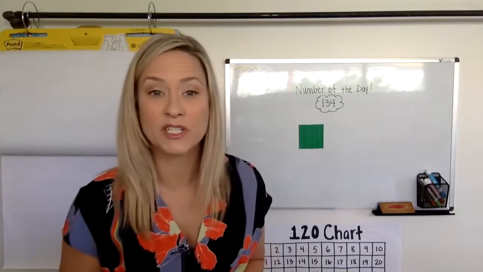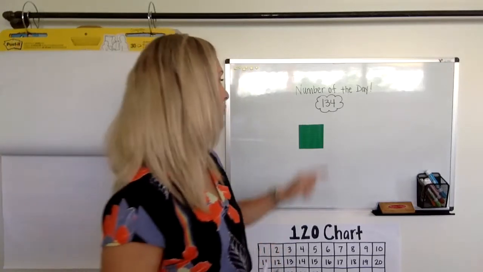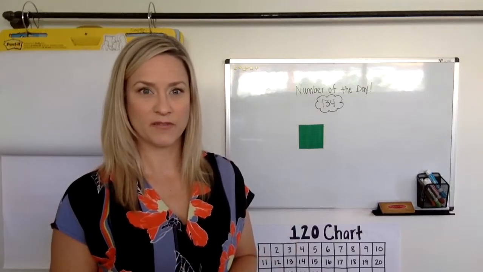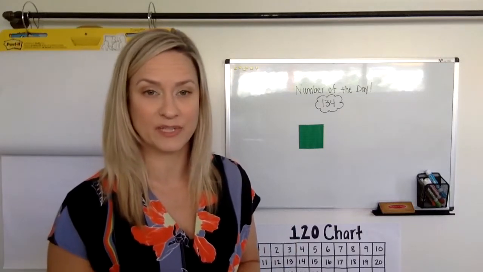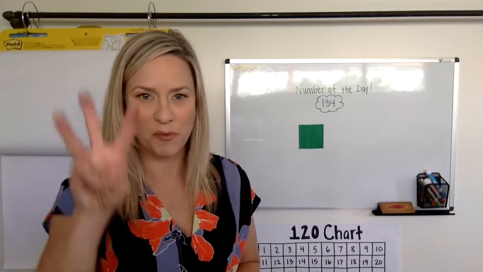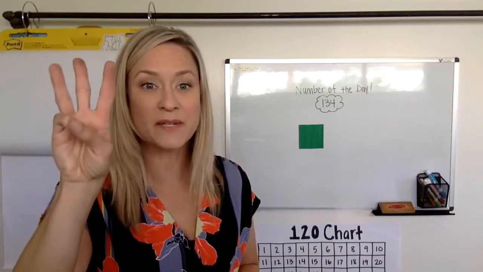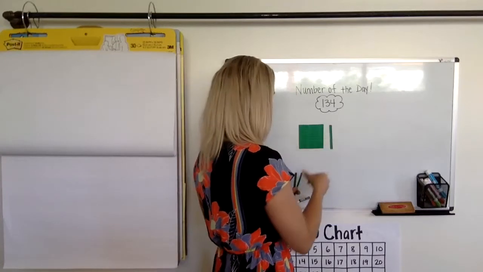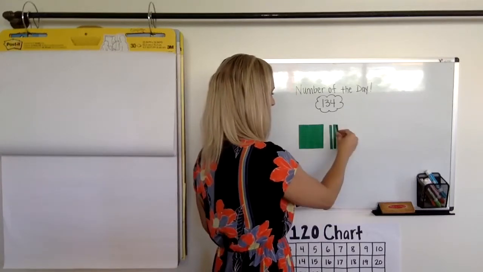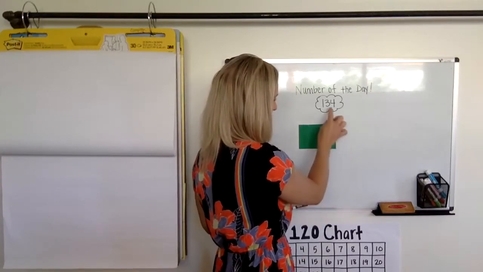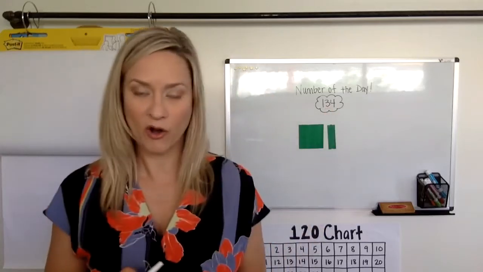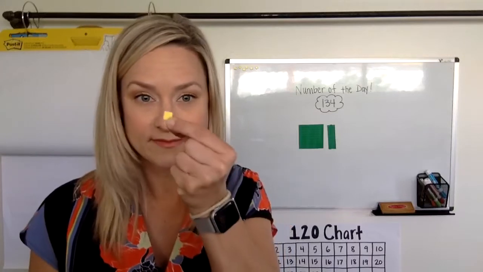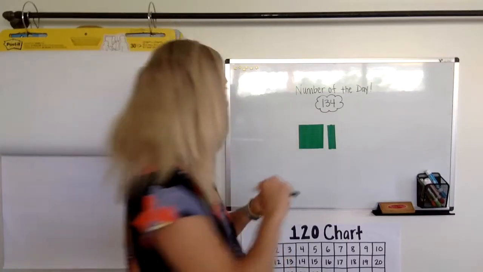All right, how many more 10s do we need to make 130? Think about it. Show me on your fingers. How many more 10s do we need? Did you show me 3? We need 3 more 10s because 3 10s, 1, 2, 3 10s makes 30. Okay, now all we need to add are the 1s. How many 1s do we need? 4.